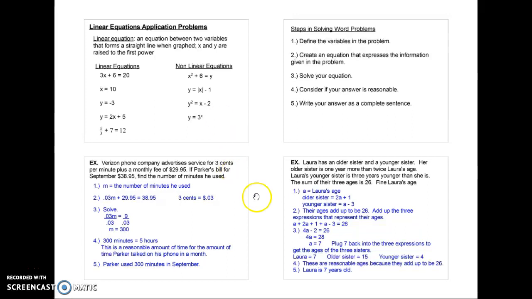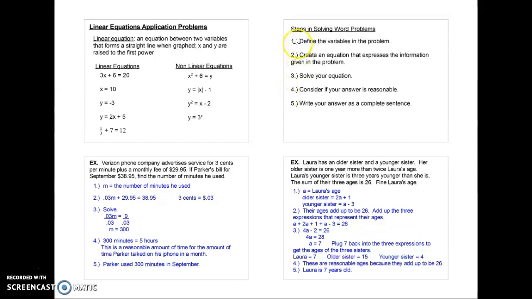Now, these application problems are simply word problems. The first thing that we do is we give you 5 general steps to solve these word problems. It's going to be very important for you to keep these steps organized and make sure that you are writing each step down. Make sure you are completing each single step.